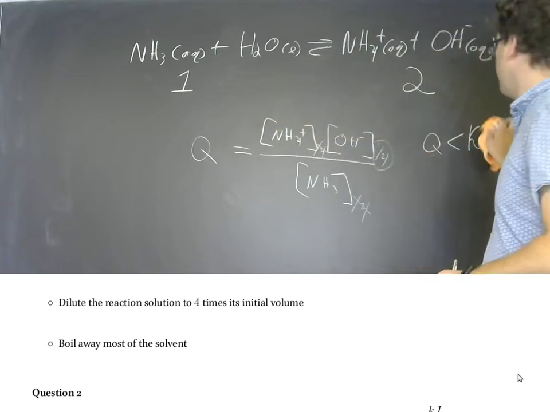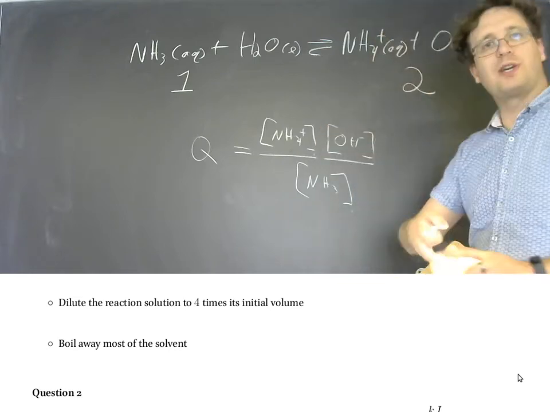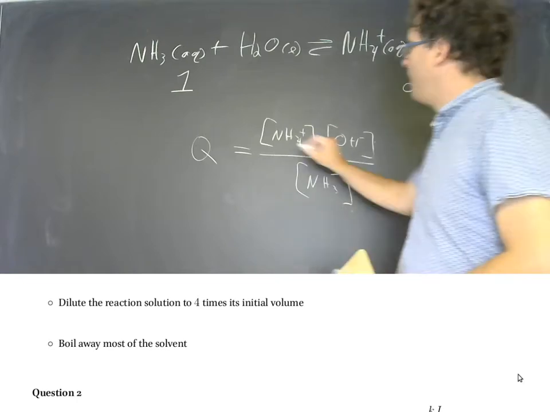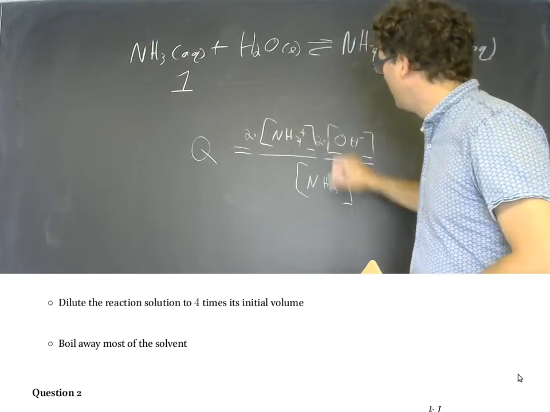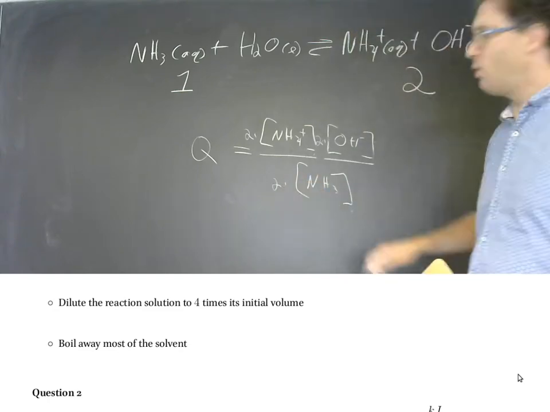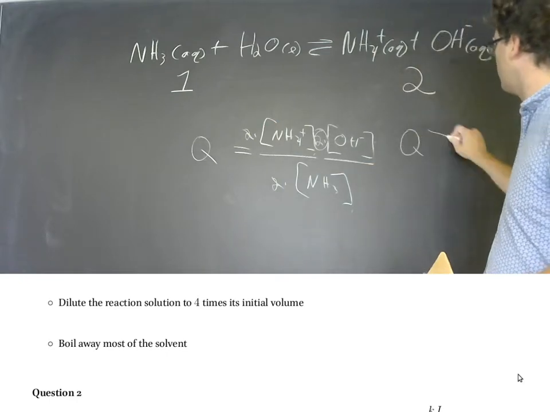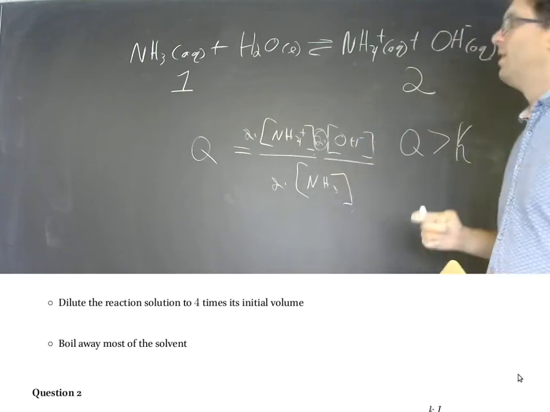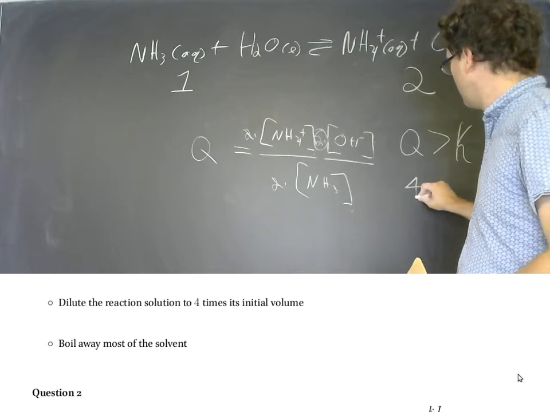And then if we do a concentration, I didn't give you a number, but let's suppose we concentrate everything to 2 times its original concentration. Then we'd be having 2 times the ammonium concentration, 2 times the hydroxide concentration, and 2 times the ammonia concentration. Again, 2 of those will cancel out. We'll be left here where Q is greater than K if we concentrate the solution. And if Q is greater than K, then it'll need to shift toward the left.